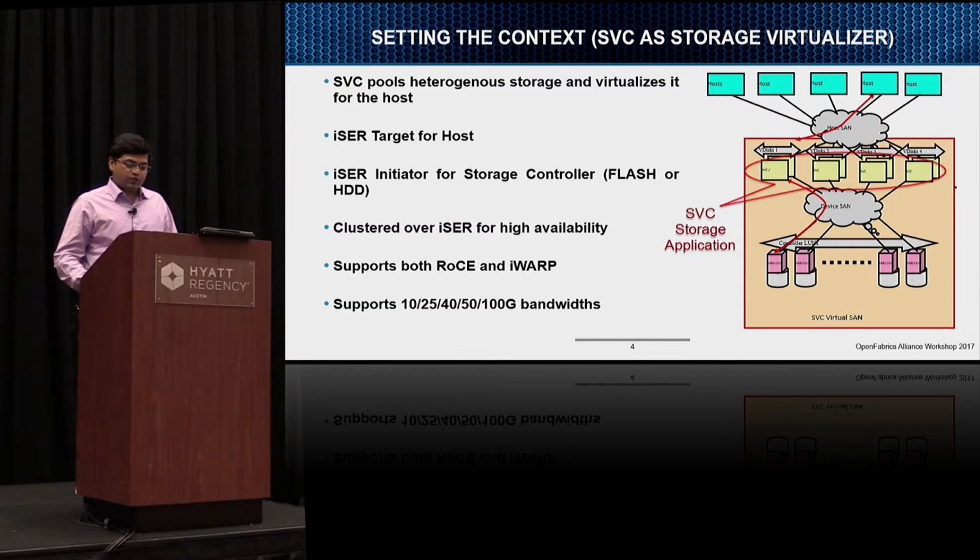So far as the number of nodes is concerned, we scale up to 8 nodes in a cluster. The currently supported number of ISER ports per node is 8. So essentially users can have segregated or dedicated ports for host attachment, backend attachment, as well as clustering. We also support both RoCE and iWARP protocols with ISER, and support all the bandwidths right from 10 gigabit to 100 gigabit. So that's a brief overview of the application.